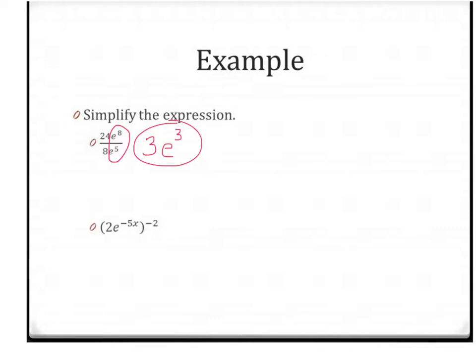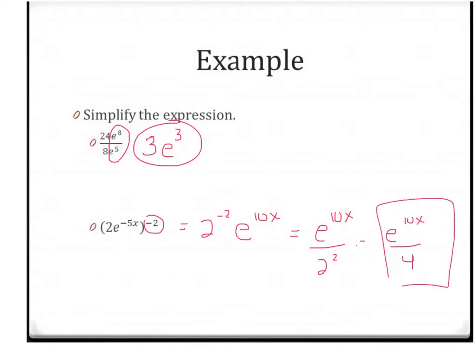Okay. Looking at the next one, the quantity 2e to the negative 5x, all that to the negative second power. So we're going to start out by taking that negative 2 on the outside to everything, so it's going to be 2 to the negative 2, e to the 10x, because remember you multiply when you have an exponent to an exponent. Negative exponent drops to the bottom, so this is e to the 10x over 2 squared, and if we simplify that, it's e to the 10x over 4. Okay, so in this situation, it's just following our exponent rules.